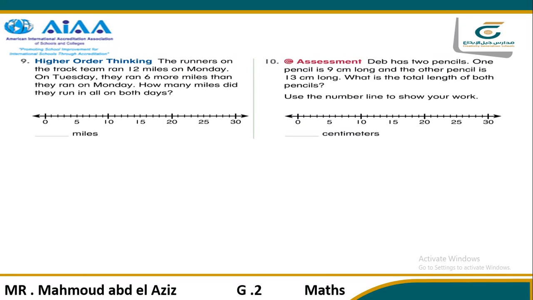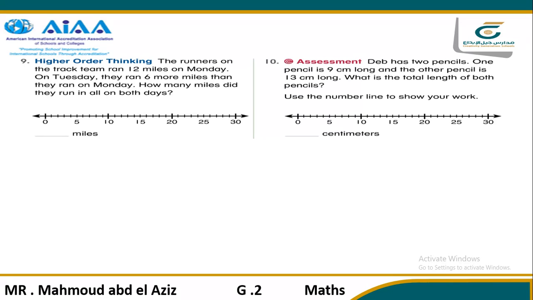Another question here. The runners on the track team ran 12 miles on Monday. On Tuesday, they ran 6 more miles than they ran on Monday. The question here, how many miles did they run in all of both days? So it's plus, how many miles did they run in all on both days.